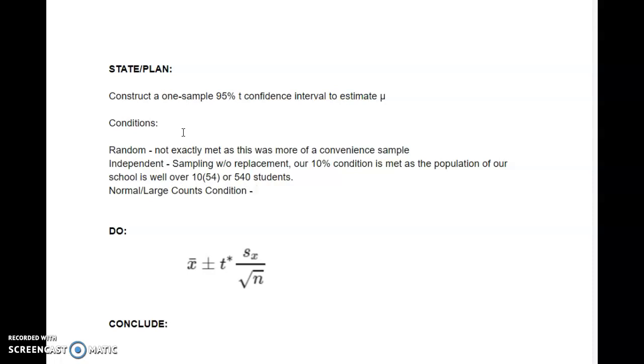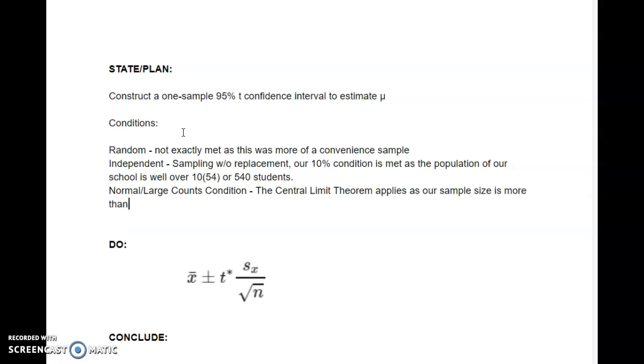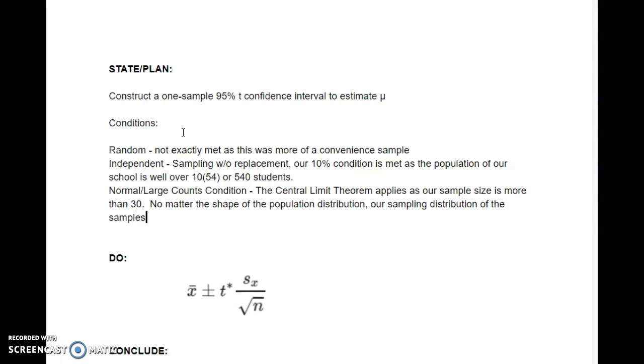This one now again is a change from what we were used to in the past. The central limit theorem applies, as our sample size is more than 30. So no matter the shape of the population distribution, our sampling distribution of the sample means will be approximately normal.